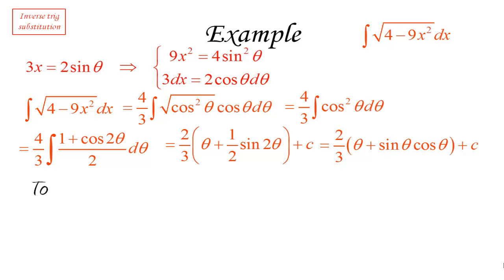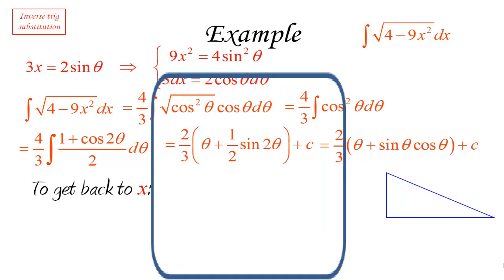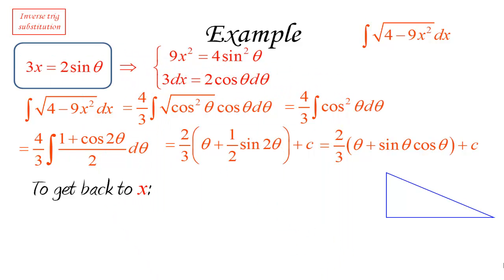Okay, so now we're ready to try to do a little bit more substantial changes. So we need to get back to x. Now remember that our original substitution was 3x equals 2 sine theta. So that is an expression that in a way gives us sine theta. Well, remember sine theta, even though we use the definition of sine theta based on the unit circle, can also be thought of as something coming from a right triangle. So let's draw a right triangle, and let's say that this angle is the angle theta.